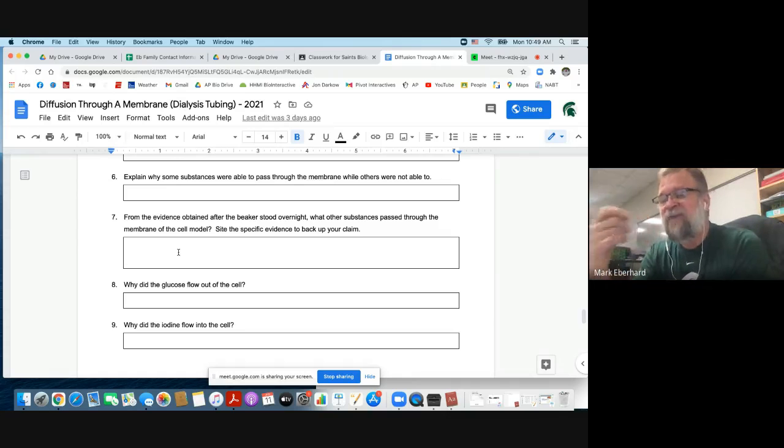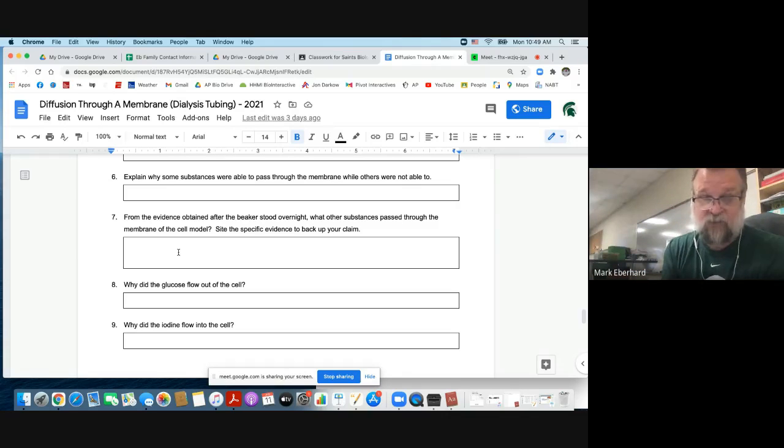You may not have been able to see that on Thursday, but if you'd let it set overnight, you'll see there was less empty space in the tube. And that empty space was filled up because water moved into the tube. So there usually is some evidence that water moved into the tube because there's less empty space remaining in the tube.